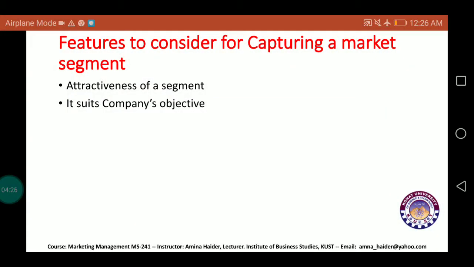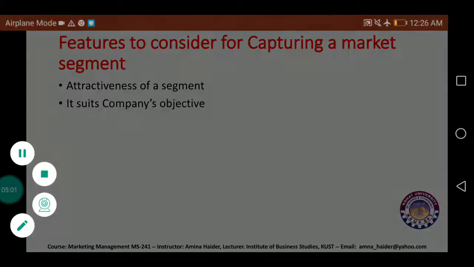Secondly, before targeting any market segment, you need to see that it matches with the objectives and resources of the company. The firm must consider whether the segment suits the marketing objective. Similarly, the firm must consider its resource capacity. The material, the technology, the human resource are also taken into account. So that segment must be within the resource capacity of the firm.